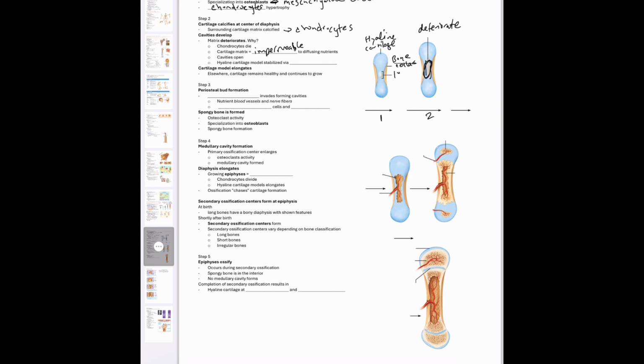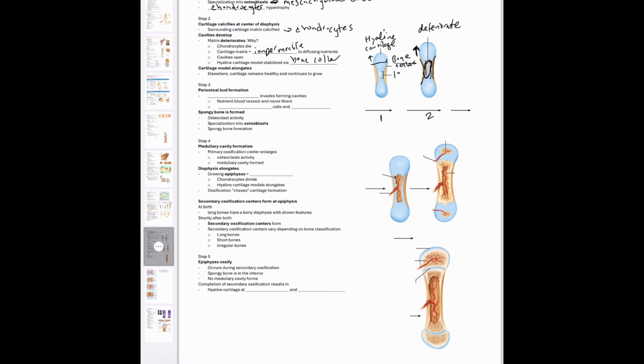And so what's going to stabilize this is what we talked about over here, which was that bone collar. So that bone collar is going to be stabilized here, even though we've started to get the formation of this cavity. And so elsewhere, it talks about how the cartilage model is going to elongate. Right, we can see here, if we look at from here to here, right, it's starting to elongate due to the division of these different chondrocytes here.